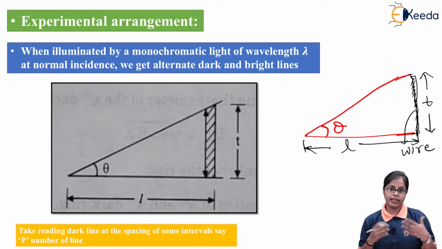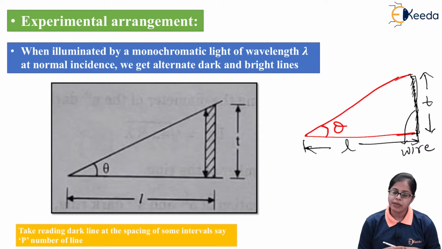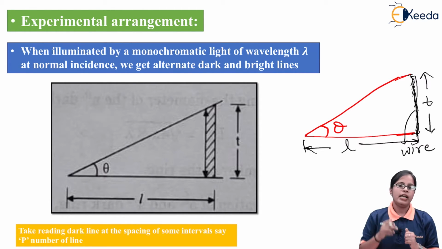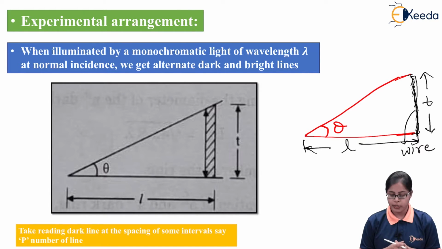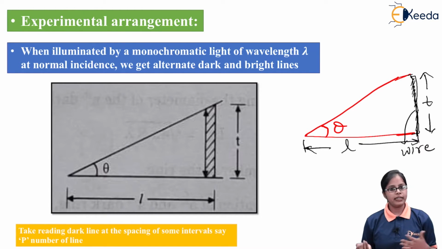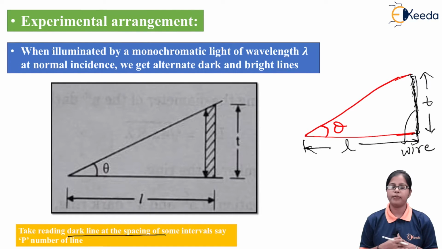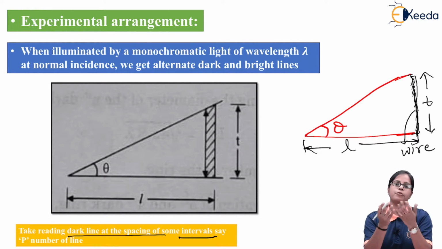So L indicates the length of the wire. So this is the arrangement which is going to give me the thickness of the wire which is placed between the two ends of the two glass plates. We take the readings, and in this case we take the readings for the dark lines, just for an example, with the spacing of some interval, suppose P.